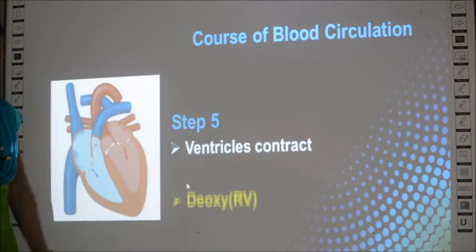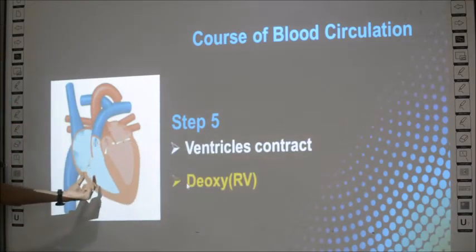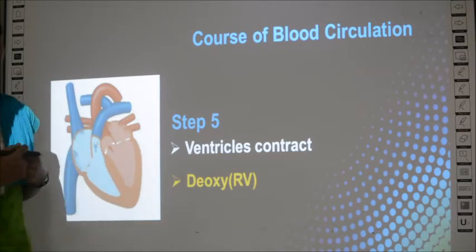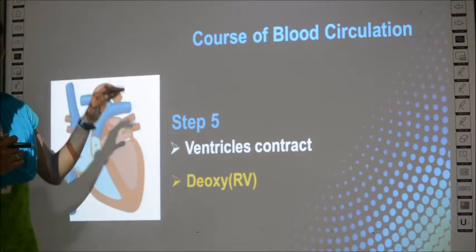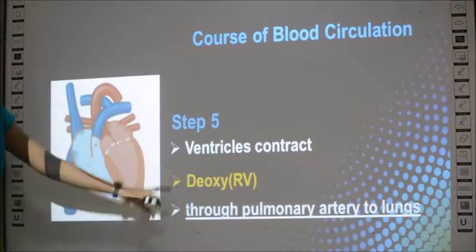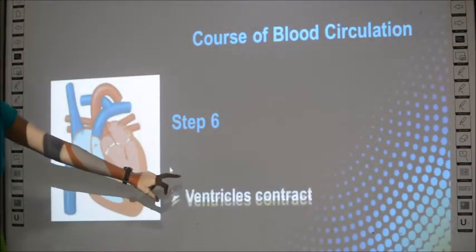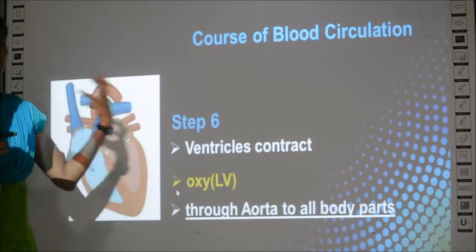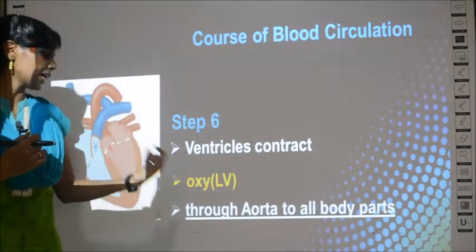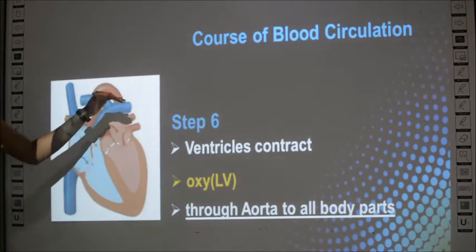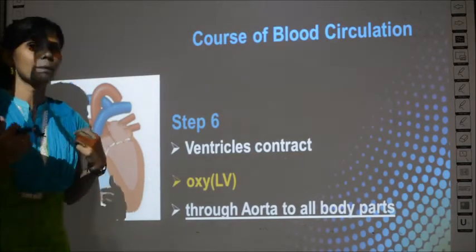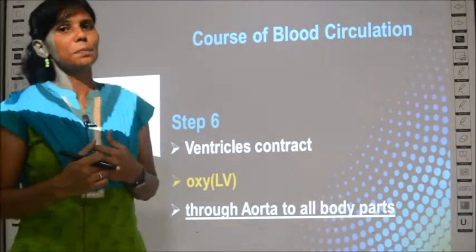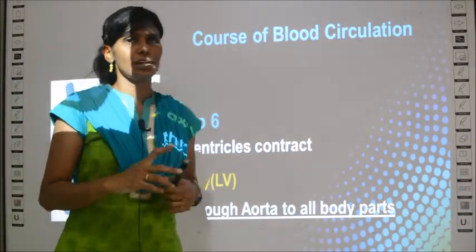In step 5, the ventricles will contract. These lower chambers, no? Both the ventricles will contract, and when they contract, the blood will be pushed out of the heart. This is step 5 and step 6. So through which vessel will the blood flow out of the heart? Through the aorta. It will flow out of the heart to all parts of the body. This is step 6. So these are the 6 steps in the process of blood circulation.